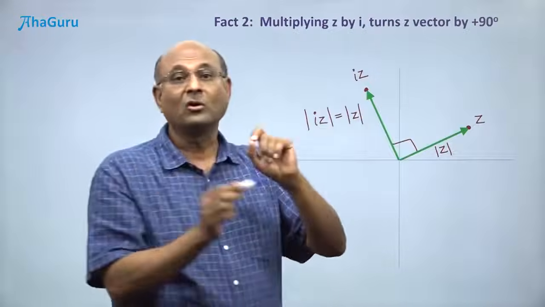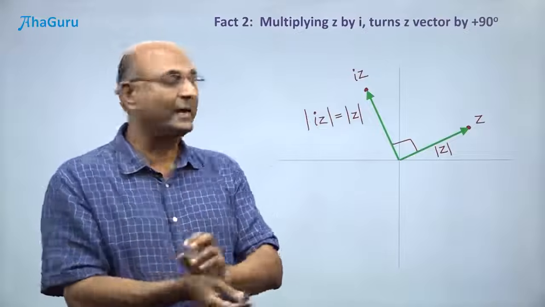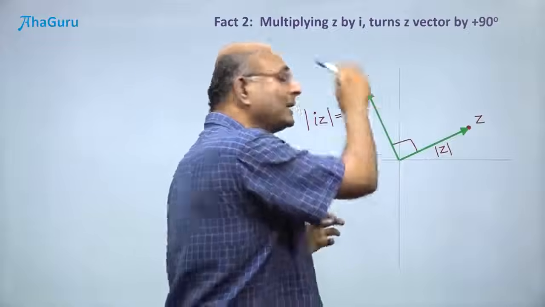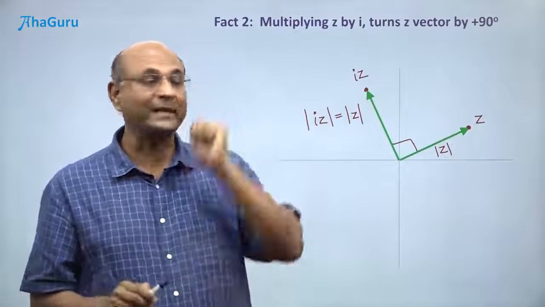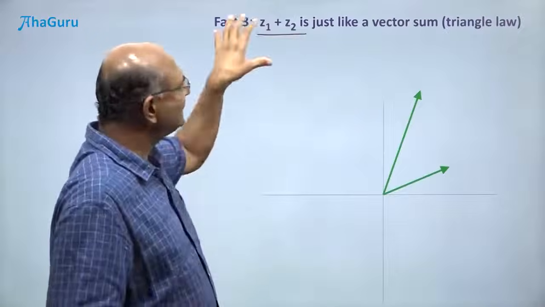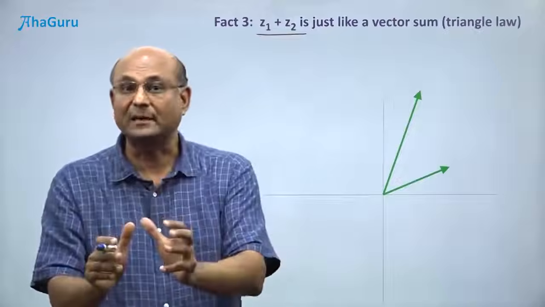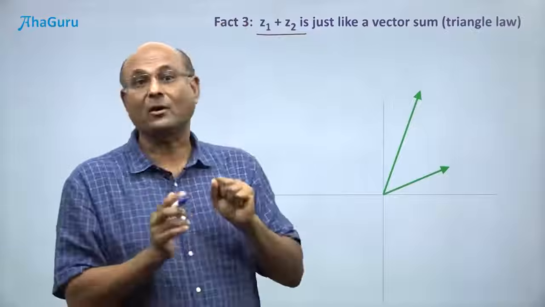So we now know that whenever you multiply any complex number by i, all you are doing is to turn that arrow by 90 degrees. Let us now look at fact 3. When you are adding complex numbers z1 plus z2, it is the same as a vector sum. Like the triangle law for vectors, we can do the same thing with complex numbers.